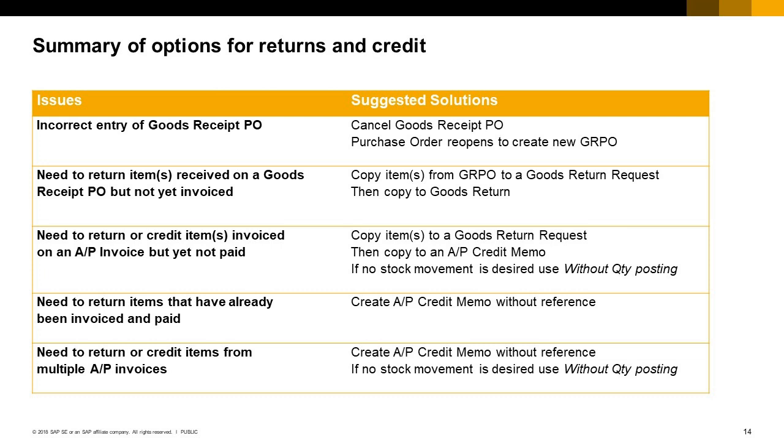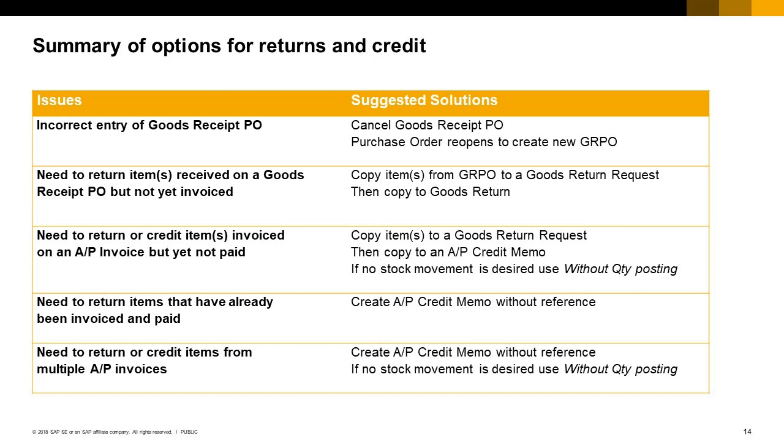Here's a summary of options for returns and credits in purchasing. For incorrect entry of a goods receipt PO, you can cancel the document. The related purchase order will reopen so you can create a new GRPO. The same is true if you incorrectly enter an invoice, you can cancel and reissue the invoice from the GRPO.